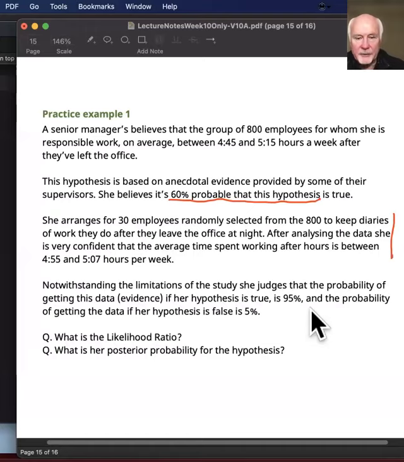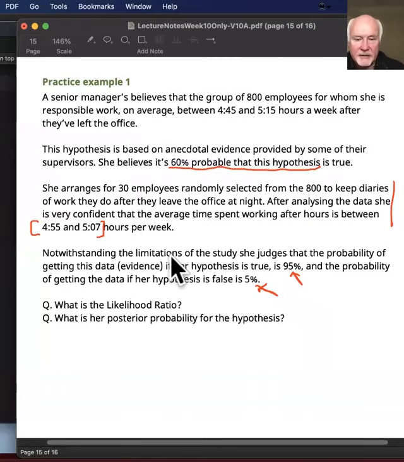Now, notwithstanding the limitations of the study, so you know, some people might exaggerate and so on, she makes a judgment that the probability of getting this data, so the end result, the actual evidence here really is the confidence interval, together with knowing about how it was obtained. Okay, so the probability of getting this data, if in fact people are working these extra hours, is 95%. And the probability of getting the data, if her hypothesis is false, is only 5%. Okay, now in this case, the two do add up to 100.